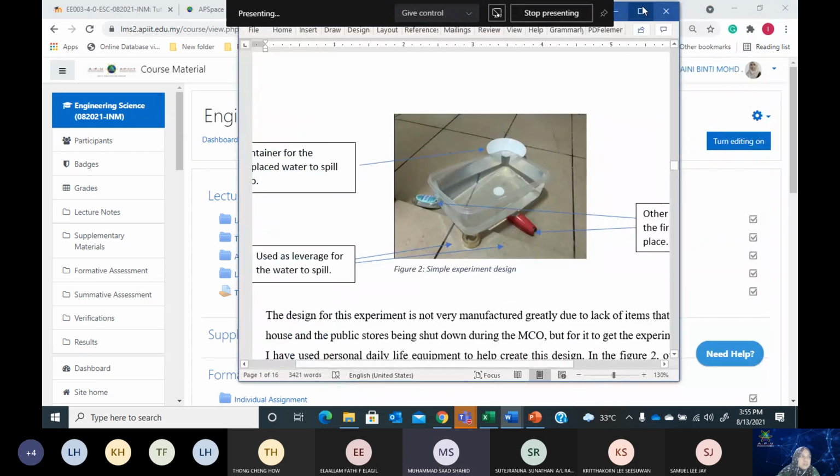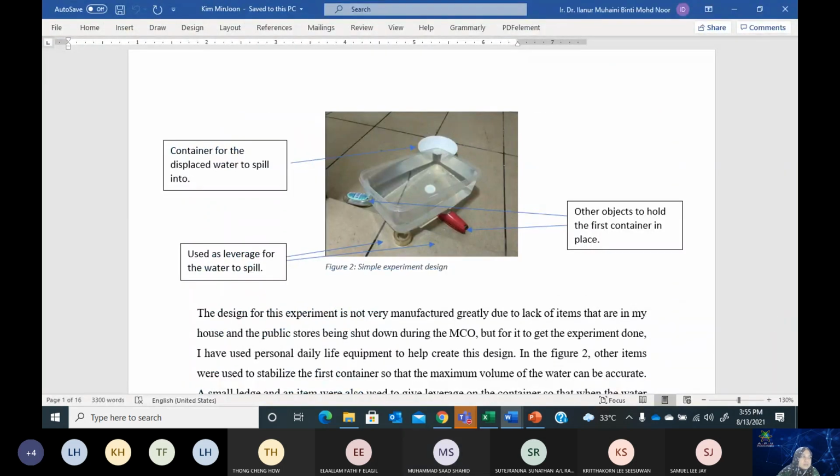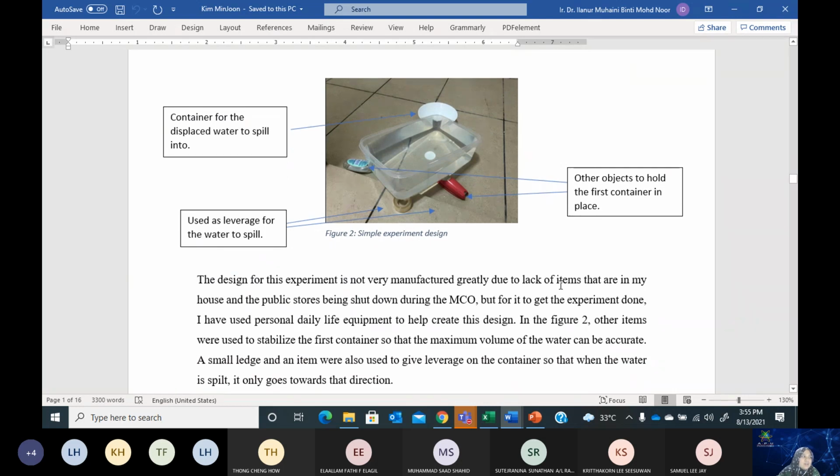Okay, this is another sample. Simple experiment design. Container, just use other objects to hold the first container. Why need to use this? Because he wants to pour this water inside this container. Okay. "The design for this experiment is not very well manufactured due to lack of items that are in my house and the public areas."